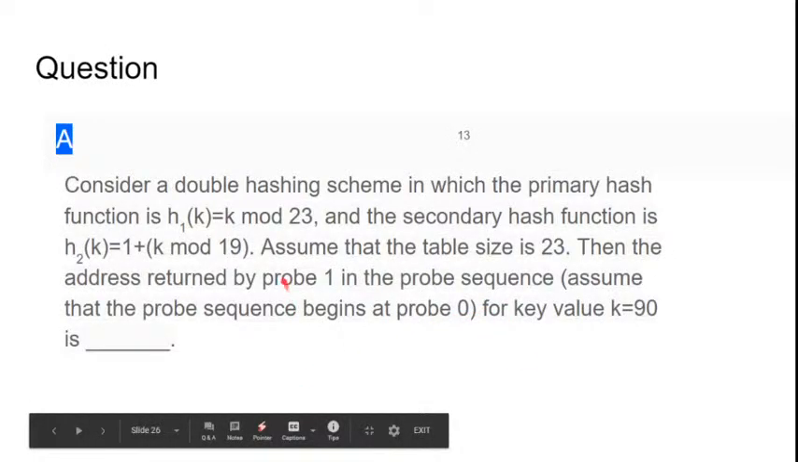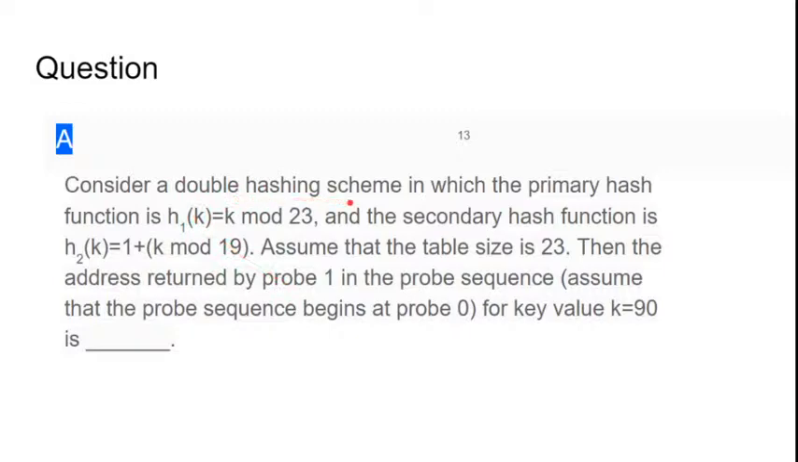Okay, next question. Consider a double hashing scheme in which the primary hash function is h1(k) = k mod 23, and the secondary hash function is h2(k) = 1 + (k mod 19). Assume that the table size is 23.